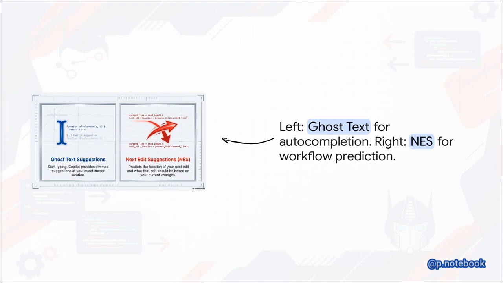Okay, let's break this down. At the heart of inline coding with Copilot, there are really 2 main concepts. On the left, you've got ghost text suggestions. This is the classic feature most of us know and love. It suggests completions right there at your cursor. But on the right, well, that's the future. It's called Next Edit Suggestions, or NES for short. This is where Copilot stops just finishing your thought and starts predicting your entire workflow.